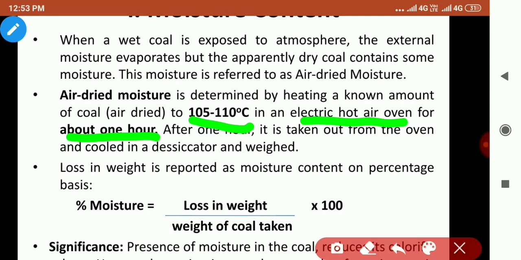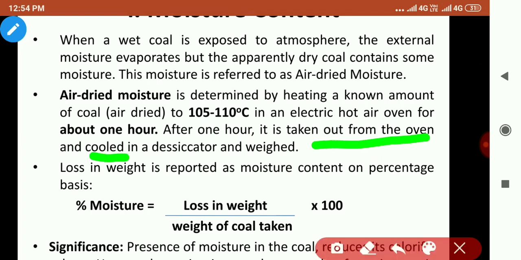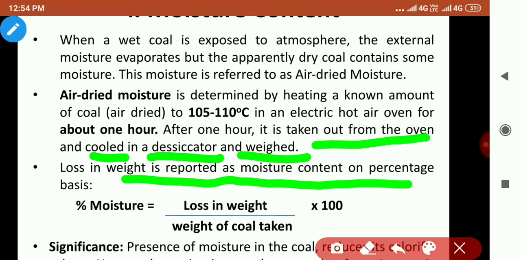So यहाँ पर हमने temperature लिया 105 to 110 degree centigrade and duration about 1 hour. 1 घंटे तक गर्म करने के बाद so we can see that it is taken out from the oven. इसको हम oven से बाहर निकाल रहे हैं, ठंडा कर रहे हैं desiccator में और उसका weight ले रहे हैं. So कुछ ना कुछ जो moisture उसमें रह गया था air dried coal sample में वो eliminate हो जाता है, वो evaporate कर जाता है, तो उसका obviously weight कम होगा. So loss in weight is reported as moisture content on percentage basis.